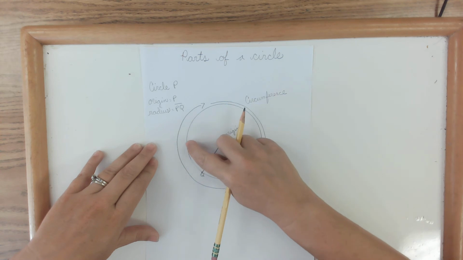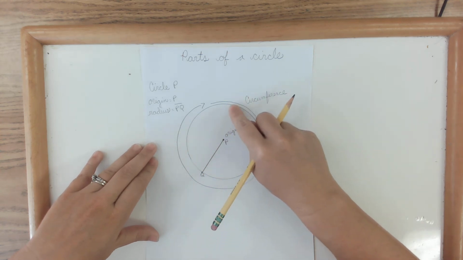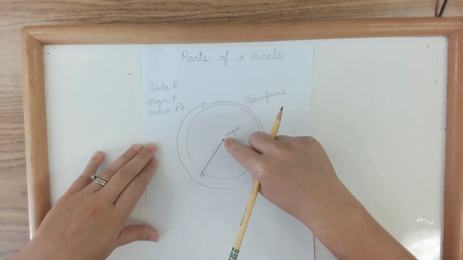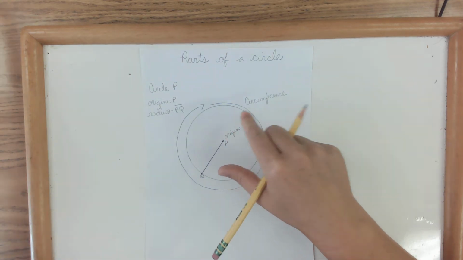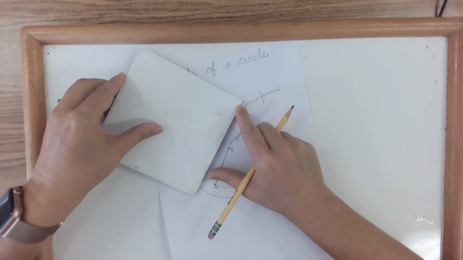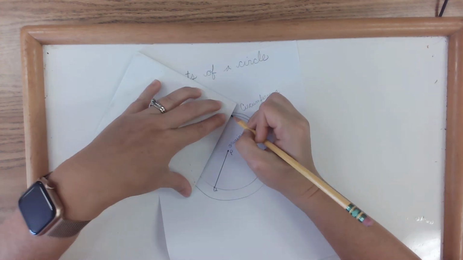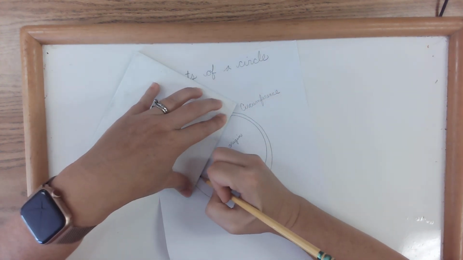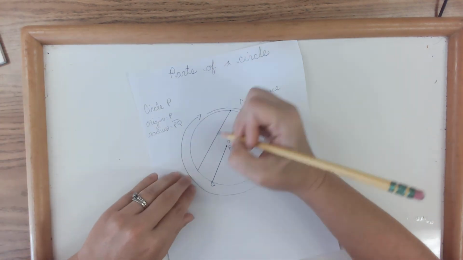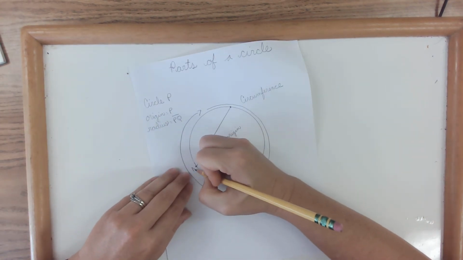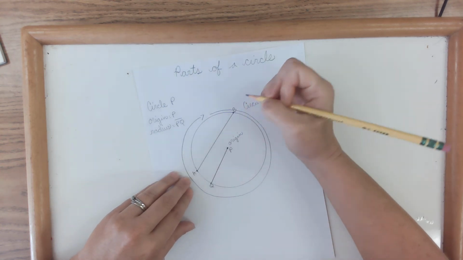Sometimes you have a line that goes from one point on the circumference to another, but it does not cross through the origin. We call that a chord. It would look something like this. I'm going to call this chord AB.